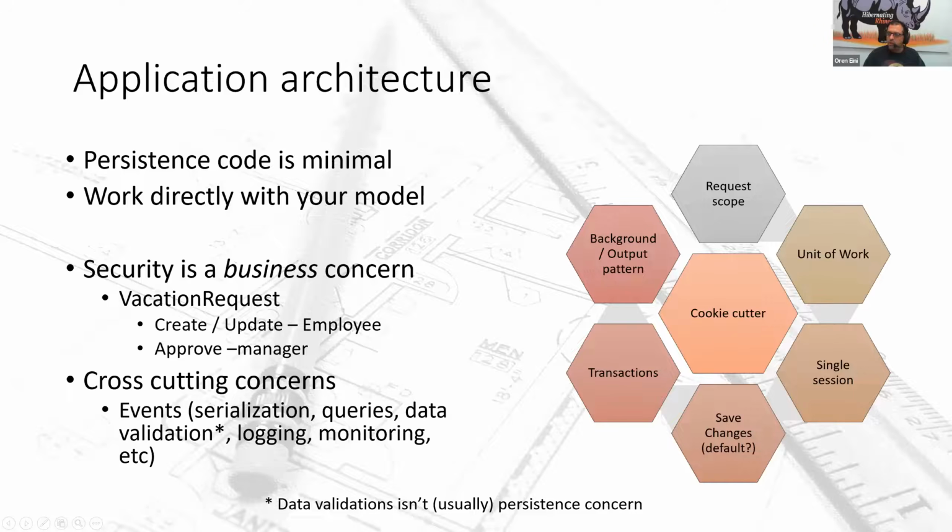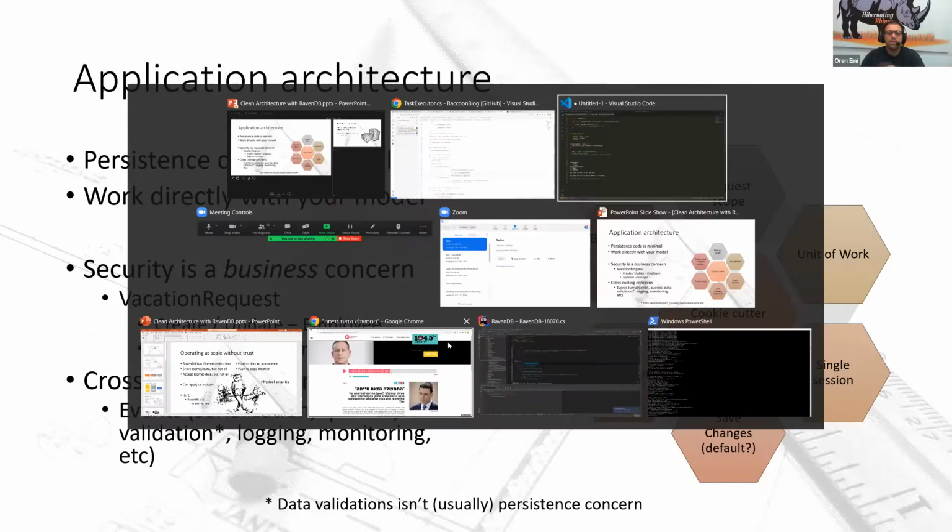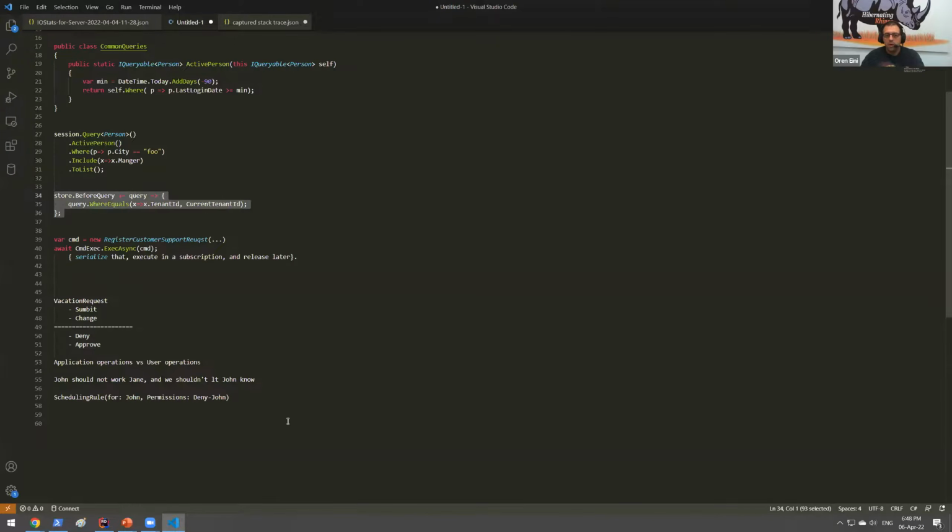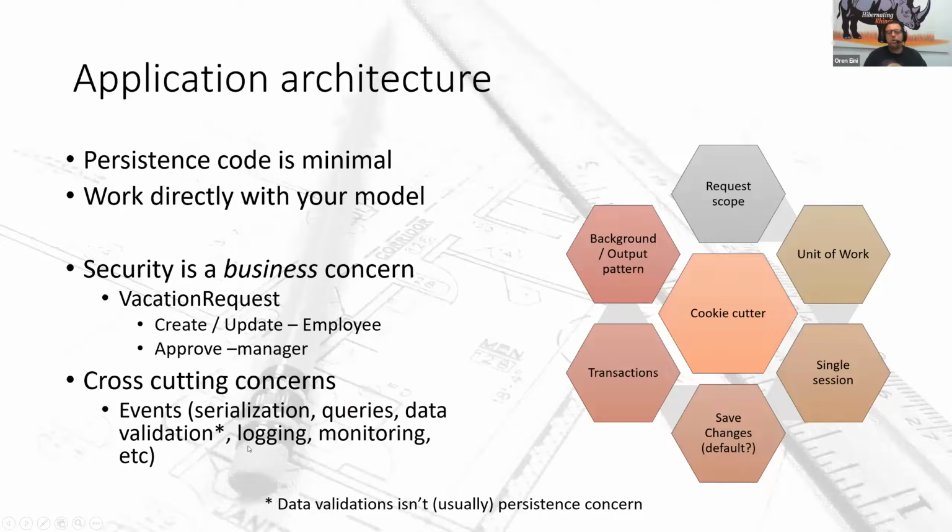Here, this is to address Lucas about security. This is the exact scenario: submit, update, and approve a vacation request. Those are business concerns, more than anything else. Now, you have the ability to use the events, such as this one, and we have quite a few, to implement a lot of cross-cutting concerns. I want to filter all queries by the tenant ID is the classic example, customer serialization, etc.